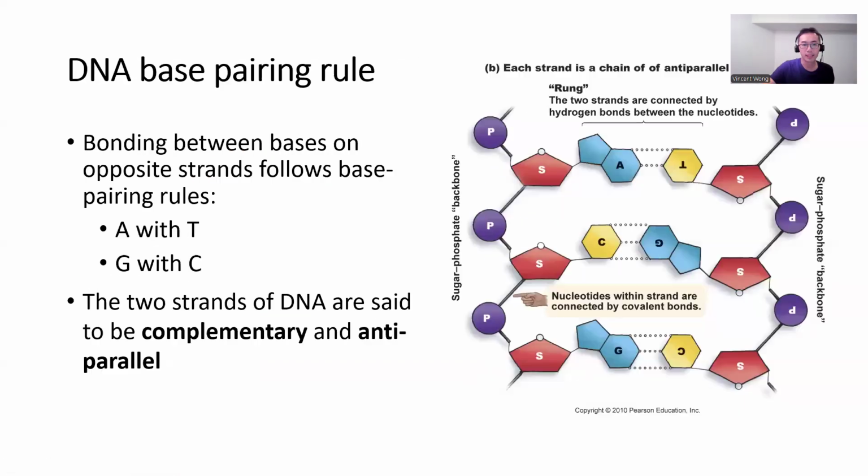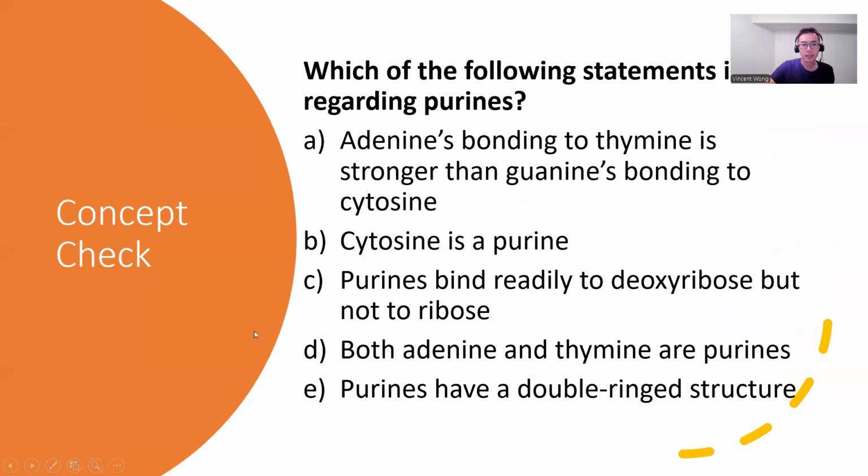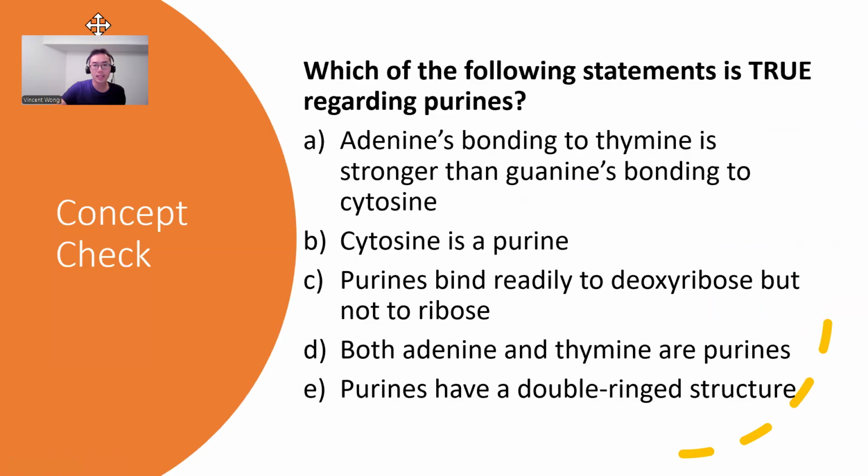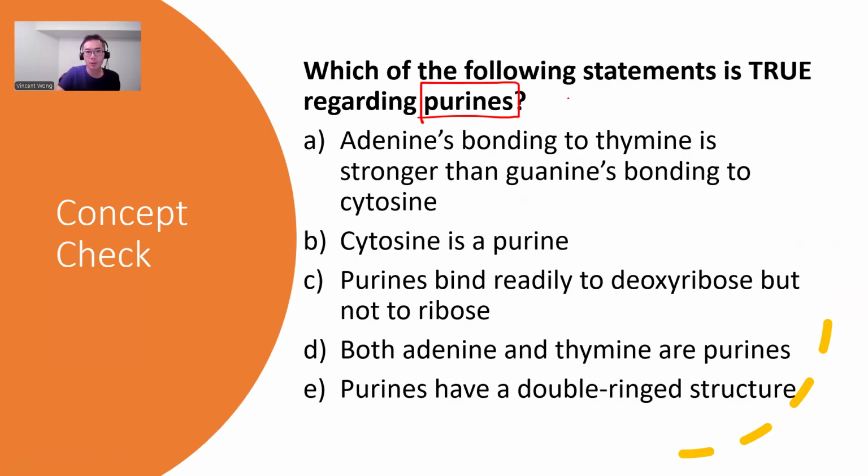Okay, we have a few more here at the end. Which of the following statements is true regarding purines? Does anybody remember what purines are? There are two nitrogenous bases that are purines. Out of the ACTGU, which ones are the purines? A and G. Very good, A and G. That's right, the purines.